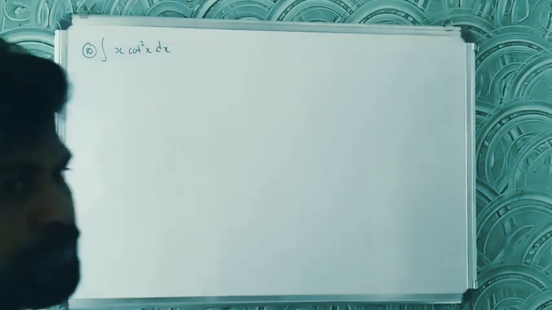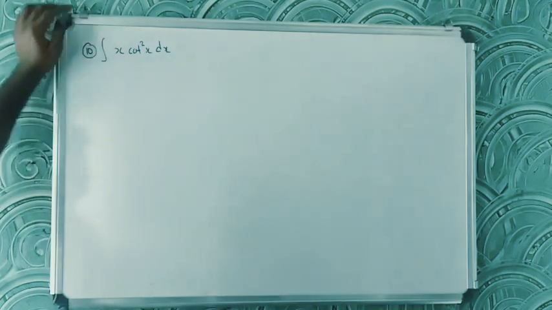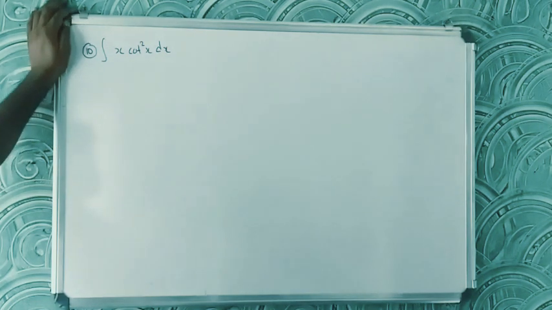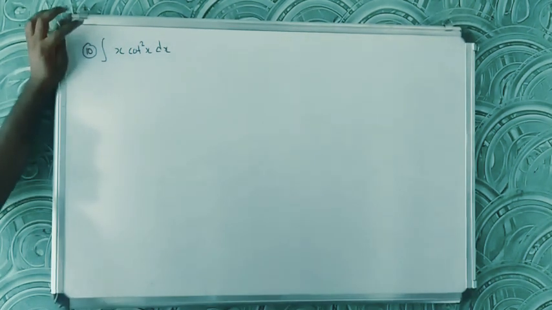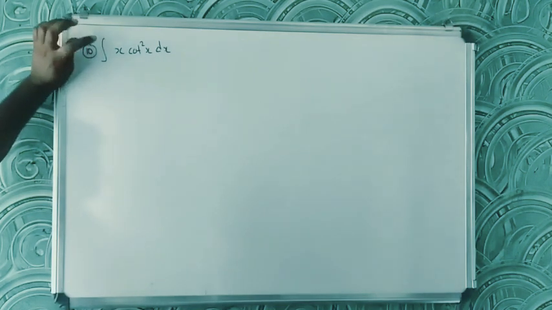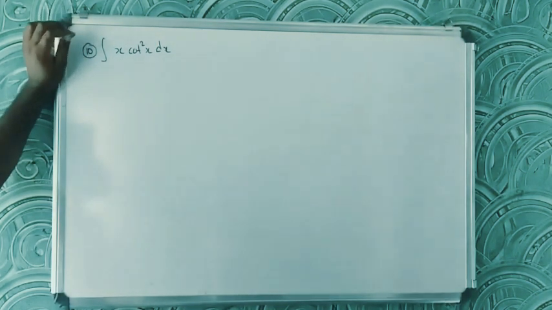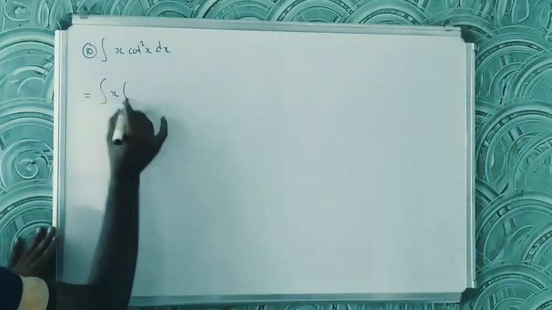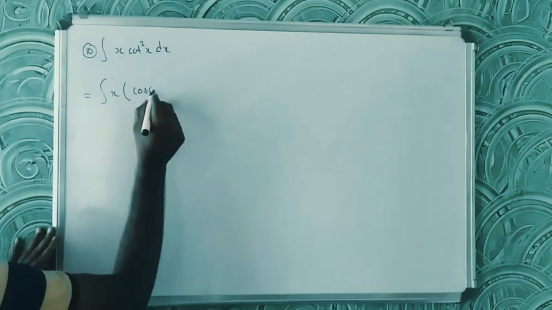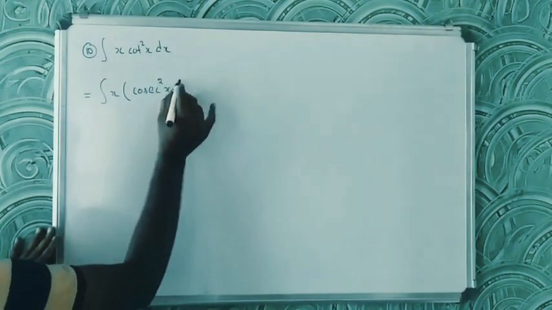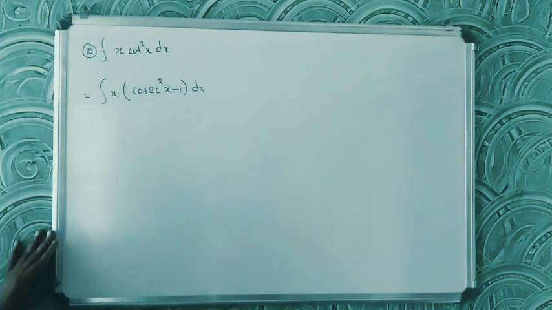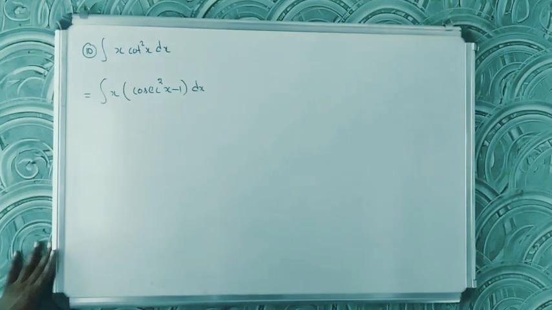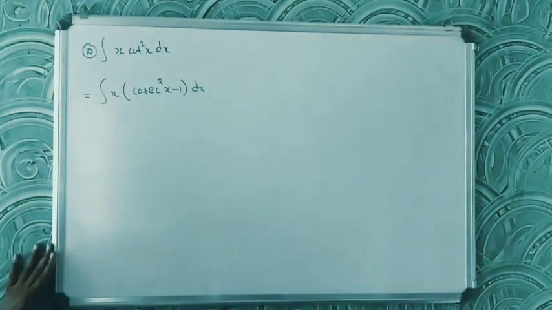Next, problem number 10: integration of x into cot square x dx. So for x into cot square x, the product of two functions, we must use integration by parts. Since the function cot square x has no direct integration, after simplifying the function cot square x we must use integration by parts. So integration of x into cot square x, we write as cosecant square x minus 1 into dx. Cosecant square x minus cot square x is equal to 1. So cot square x is equal to cosecant square x minus 1.